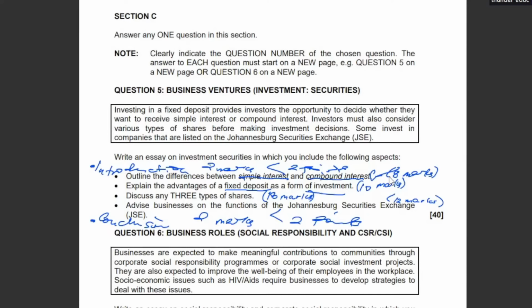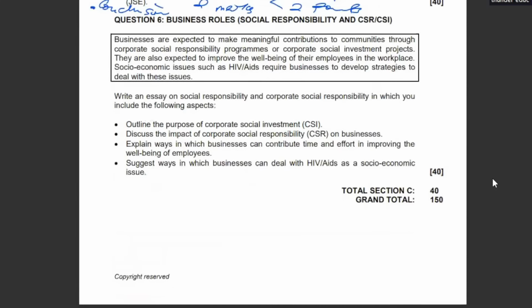Okay, right. Grade 12s, at this juncture, we are done with question 5. Now we must jump on to the last question, which is question 6. Under question 6, it is business roles or social responsibility. So let's check the given extract. Businesses are expected to make meaningful contributions to communities through corporate social responsibility programs or corporate social investment projects.